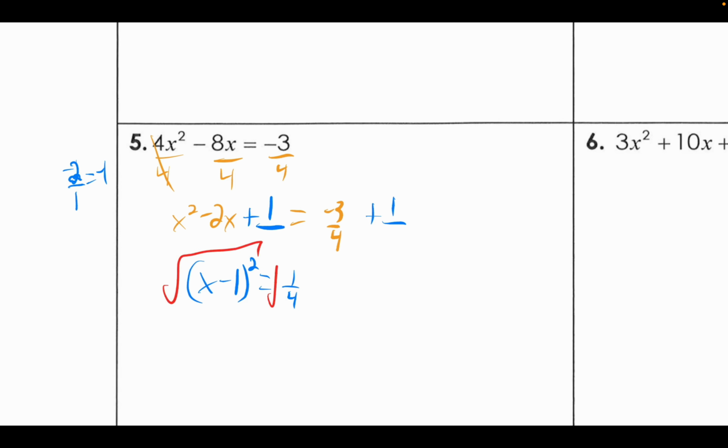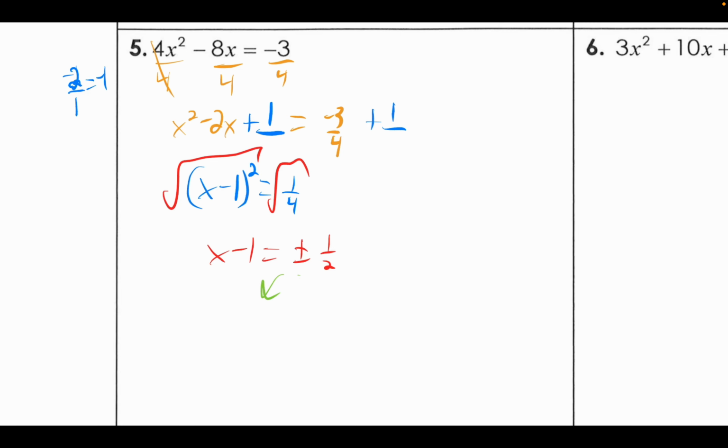I go ahead and square root both sides, and as I square root 1/4, I end up getting positive or negative 1/2, because the square root of 1 is 1, and the square root of 4 is 2. I now will split this, because I can actually combine 1 and positive or negative 1/2. So I have x minus 1 equals 1/2, and x minus 1 equals negative 1/2. As I add 1 to both sides, I end up getting x equals 3/2, or 1.5, and x equals 1/2, or 0.5.